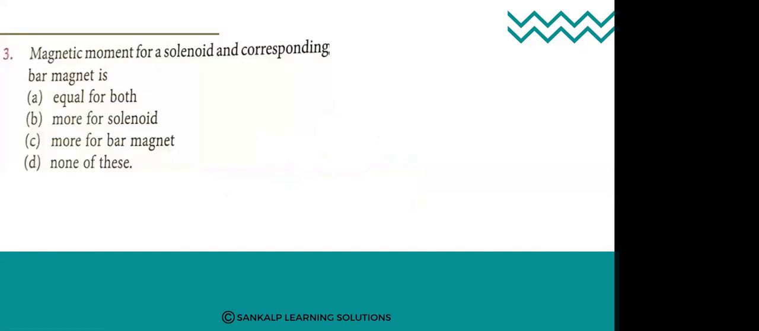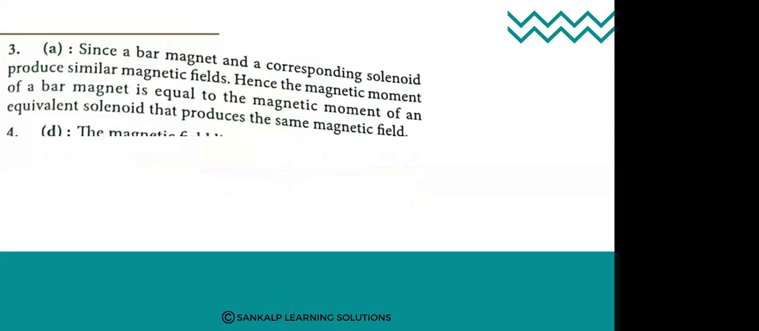Option A, it is equal for both. Since a bar magnet and the corresponding solenoid produce a similar magnetic field, the magnetic moment will be the same. Okay, this is a little blurry, leave it. Next question.